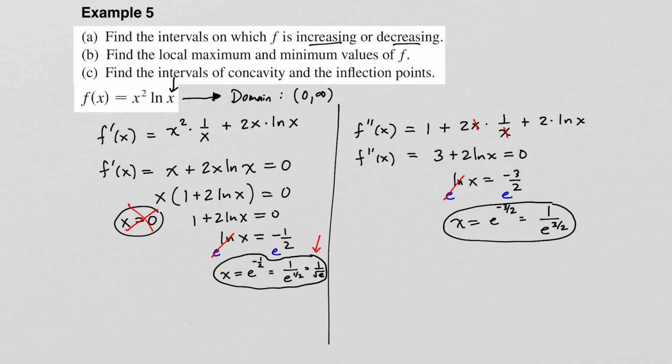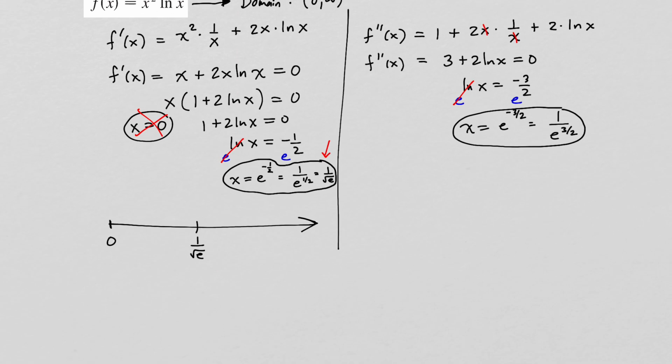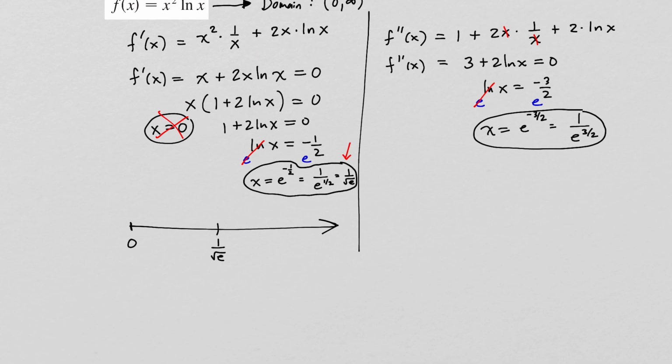All right, now let's go back to part A. So for part A, I'm going to draw a number line. And this number line is really just going to be a ray, and it's going to start at 0. And then 1 divided by the square root of e is somewhere over here. It's a positive number. And I'm going to test both sides of that number in the first derivative.